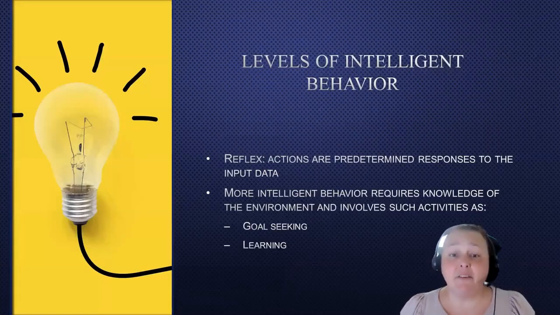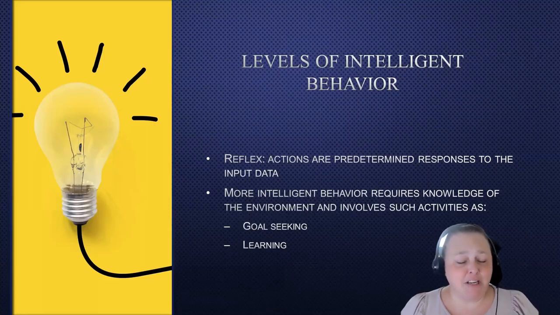Now, different levels of intelligent behavior. There are very many different levels. One of them is a reflex. That is a cause and effect type thing where an action is predetermined based on a previous action or an input. It's kind of like, if this happens, then this. Now, more intelligent behaviors are going to require that the environment has things such as goal seeking and learning. And we'll go into what both of those mean within context here in the next few slides.